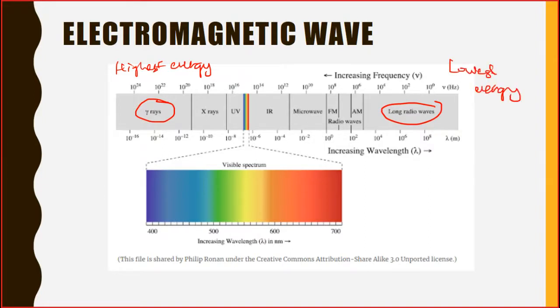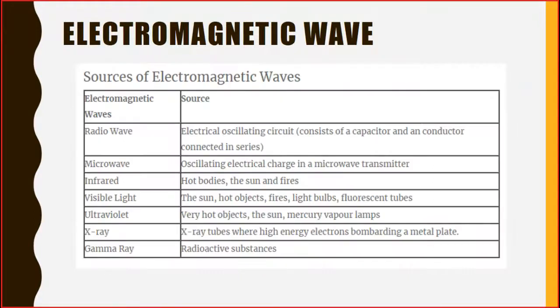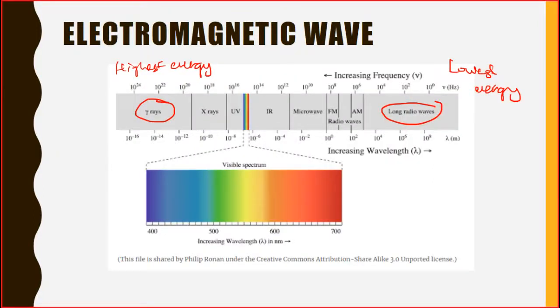What's the difference between all these things? The main difference is their frequency and wavelength. As it goes from left to right, the frequency becomes much tighter. Over here, the radio wave frequency is very spread out. But when you go to gamma ray, the frequency becomes very, very tightly packed.